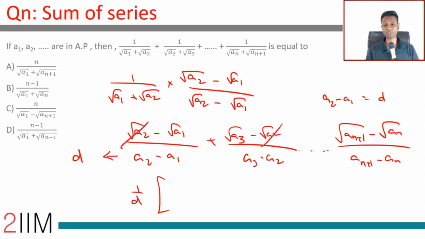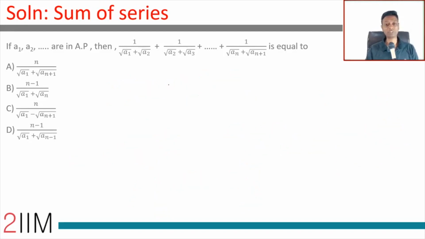This gets cancelled with this. This will get cancelled with something all the way till here. So we'll have 1 by d into square root of An plus 1 minus square root of A1. But we don't have d. So what do we do? How do we simplify this? We need to find a common difference.